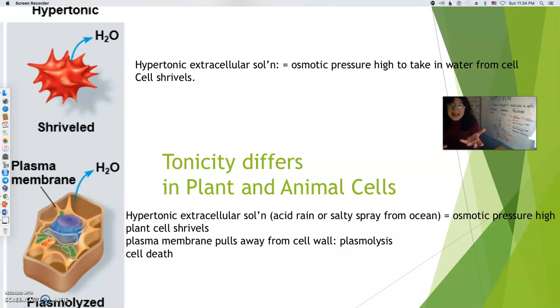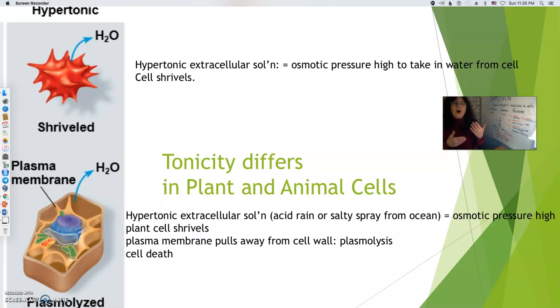In that case, the water taken in from the plant cells really shrivels the plant cell to the point where the plasma membrane can pull away into the interior of the cell, away from the cell wall. That is called plasmolysis. In other words, lysing or splitting the plasma membrane, leading to cell death.